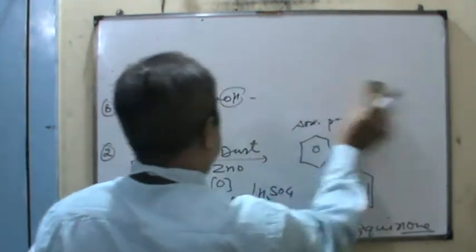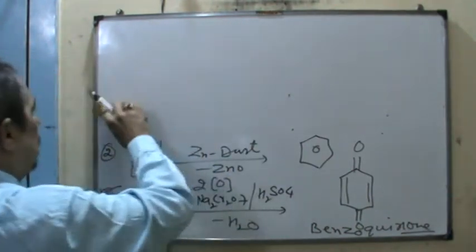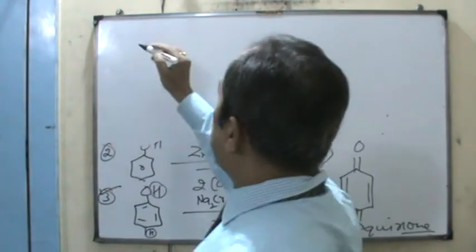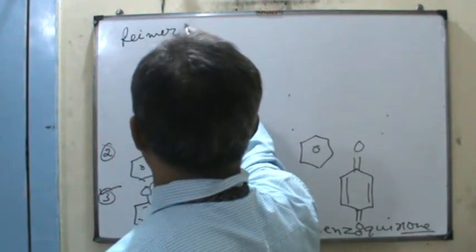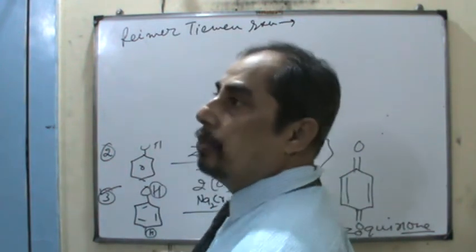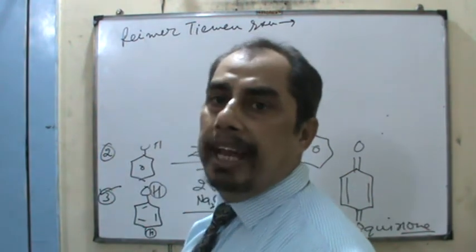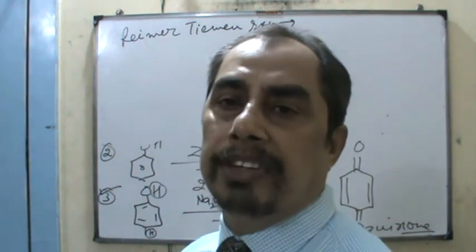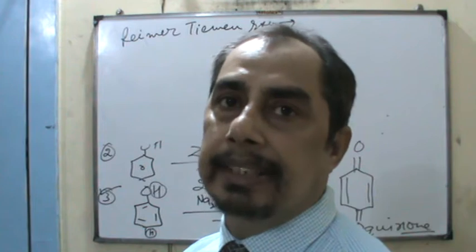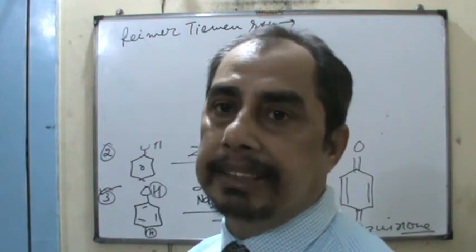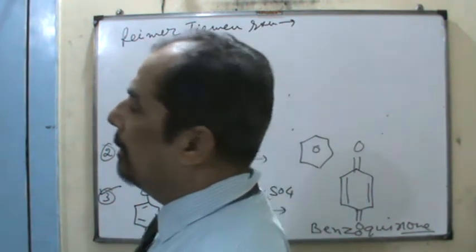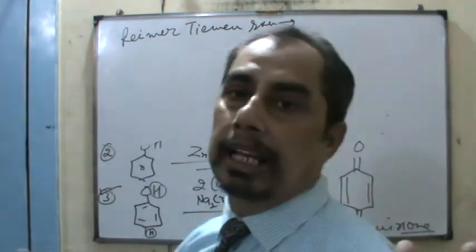Next important property of phenol is the Reimer-Tiemann reaction. Reimer-Tiemann name reaction is actually whenever phenol is made to react with chloroform and aqueous NaOH or KOH to form a wonderful product applied in medical science, medicine, pharmaceuticals, salicylaldehyde, orthohydroxybenzaldehyde. So Reimer-Tiemann reaction is very useful in preparing, you can see this is the formation of salicylaldehyde.